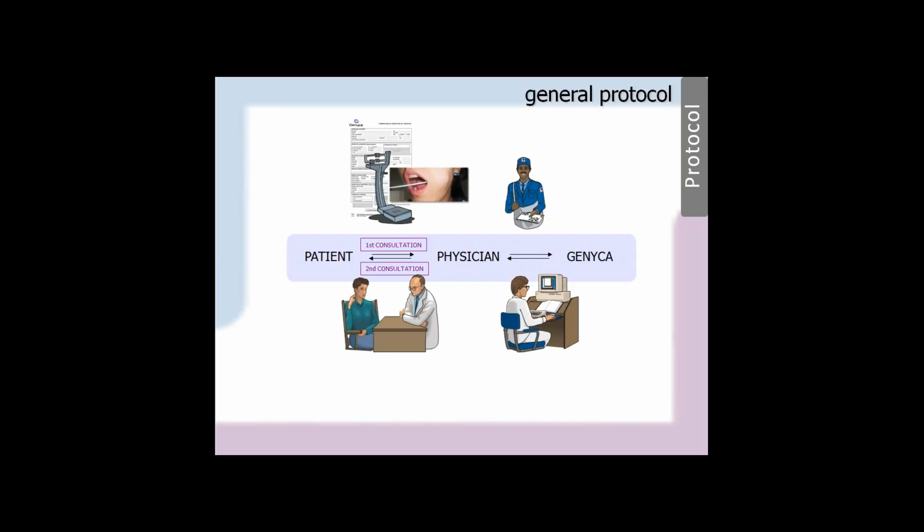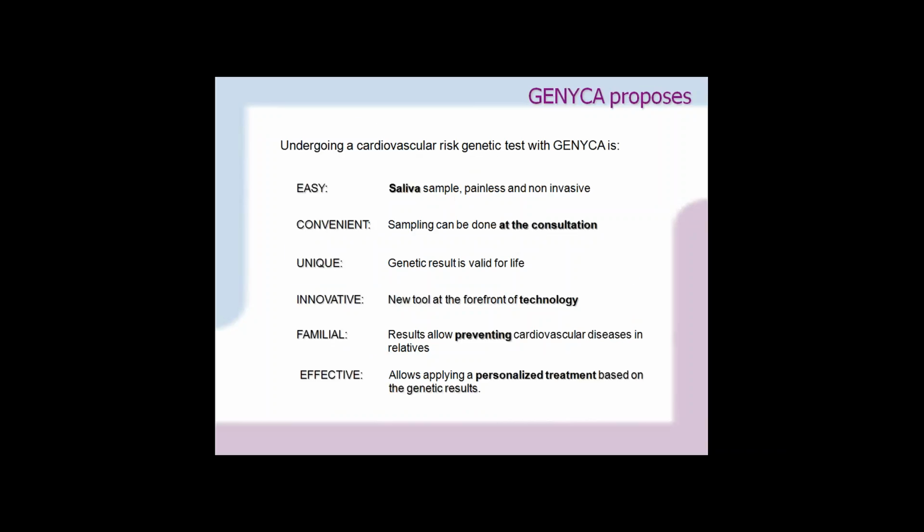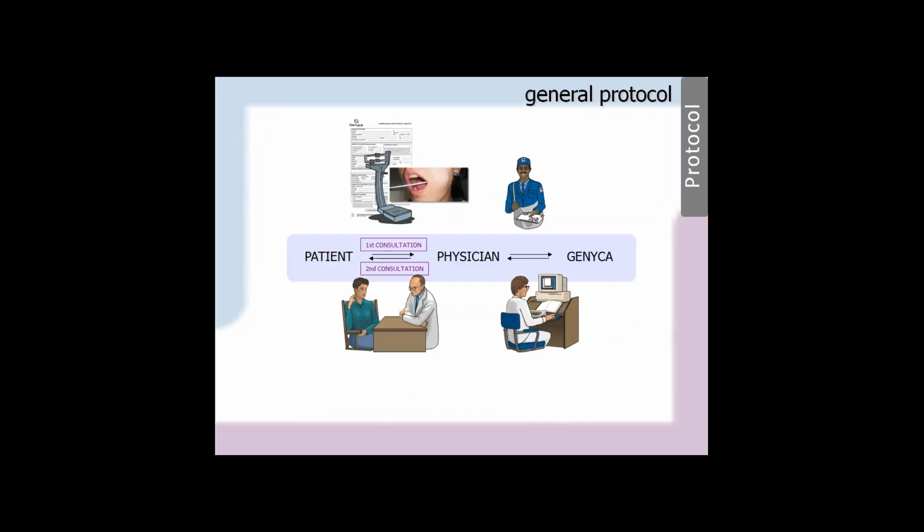This is the general protocol. The patient will visit his specialist doctor in a first consultation. They are going to do the sampling then and fill in the request for a genetic test form. Then the specialist is going to send the samples with a document to the laboratory. And the laboratory will send back the results by email with a protected password. In a second consultation, the specialist will show the results, explain them to his patient and give the recommendations.